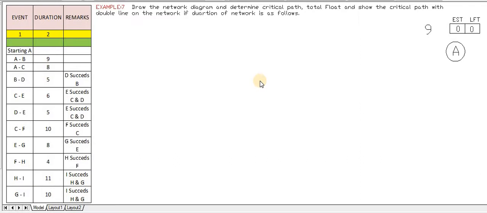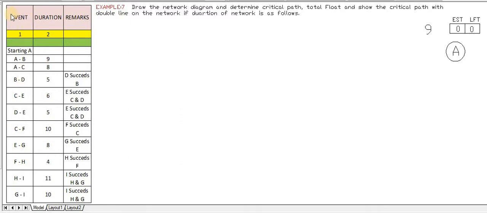Draw the network diagram and determine the critical path and total float, and show the critical path with a double line on the network, if the duration of the network is as follows. So these are the events, these are the durations, and these are the remarks. In previous lectures it was given in terms of 1-2, 1-3, 1-4, but here it is given alphabetically, A to B. It is just to confuse; there is no such requirement.